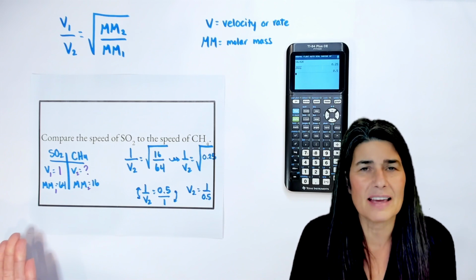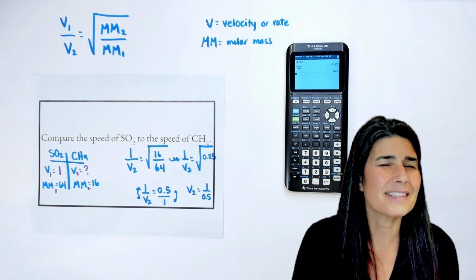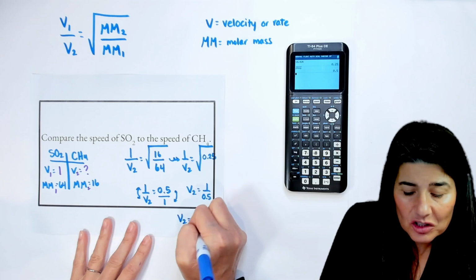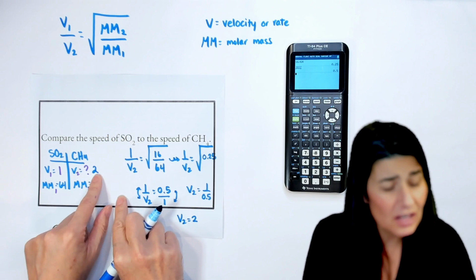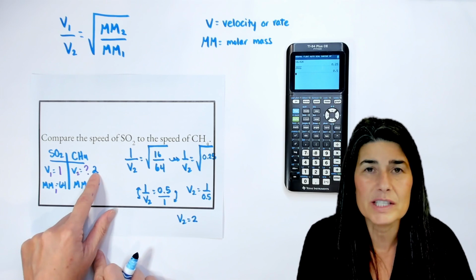Now, 1 divided by 0.5 is 1 over a half. 1 over a half is 2. So V2 is 2. I come over here. V2 here, CH4, is twice the speed of SO2. CH4 is smaller, it's faster, it's twice the speed of my sulfur dioxide.